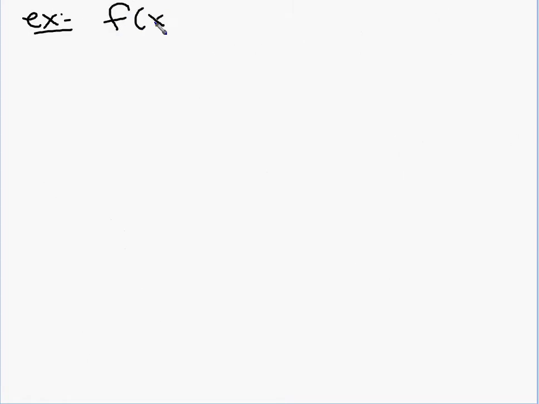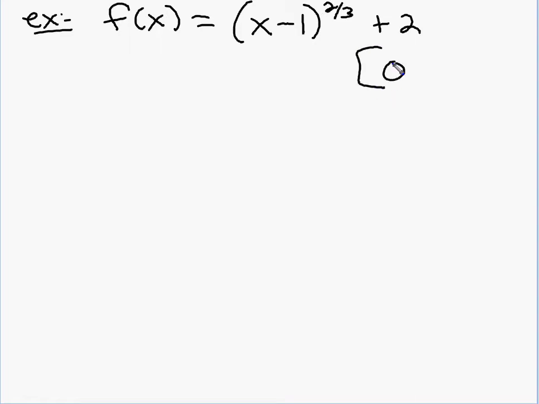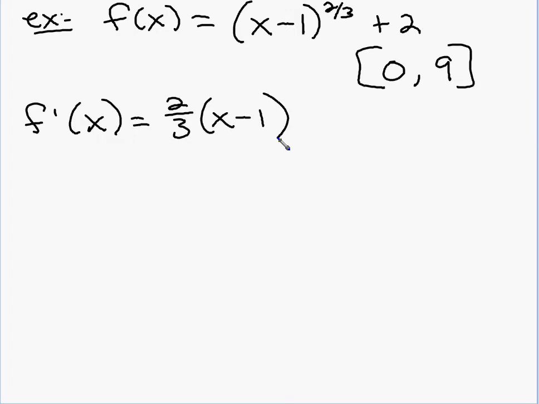Let's say that my function is something a little bit more quirky looking, f of x equals (x minus 1) to the 2/3 plus 2. And let's say that we're working on the interval 0 to 9. Well, first order of business, let's find my derivative. F prime of x is going to be 2/3 times (x minus 1) to the negative 1/3. And then the derivative of 2 is 0. So there's my derivative. Well, now we need to set that equal to 0.